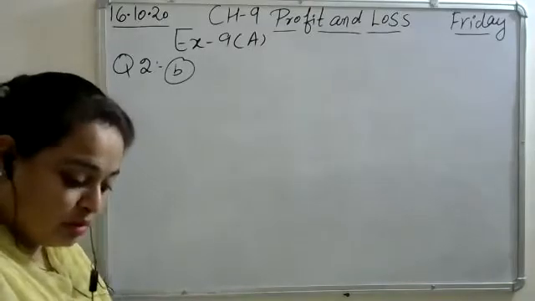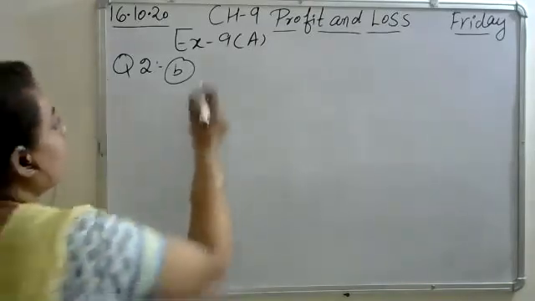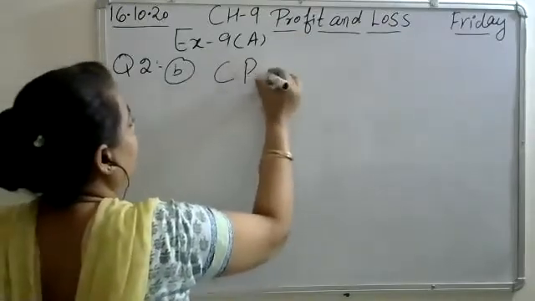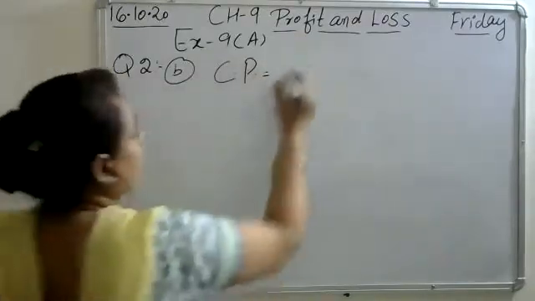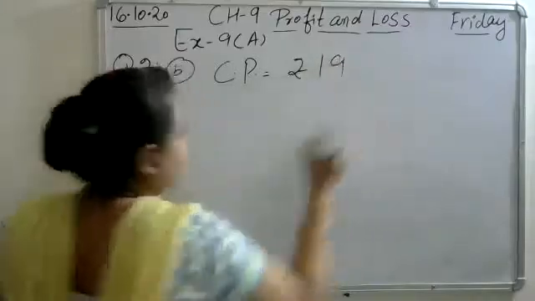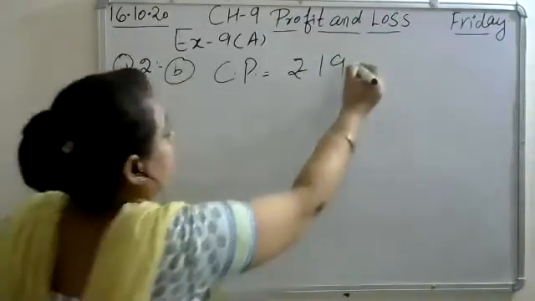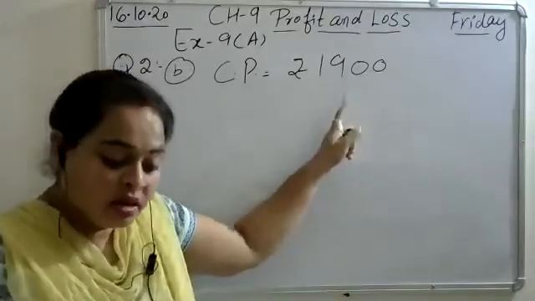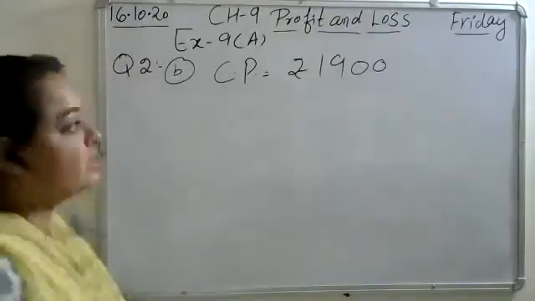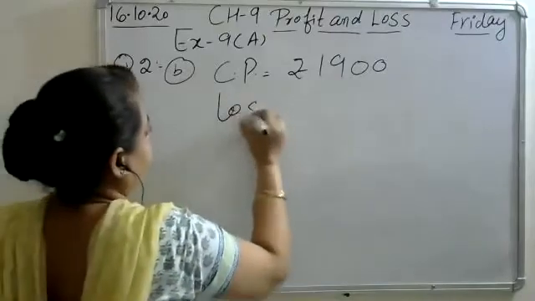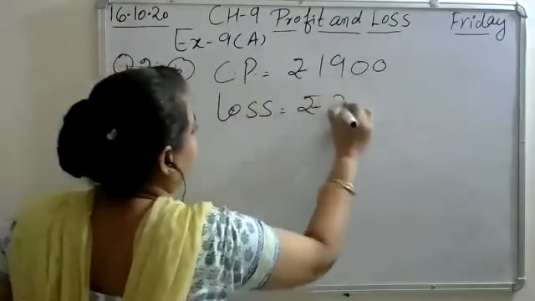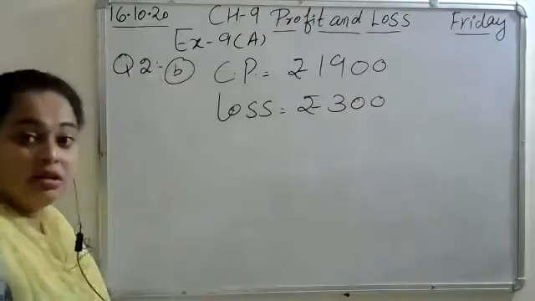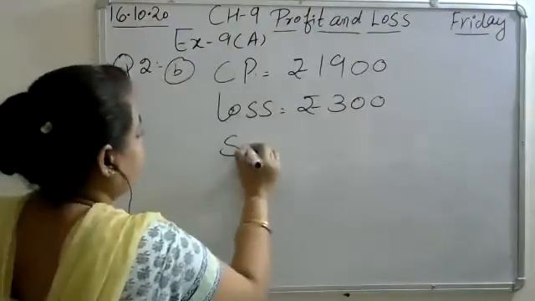Very good. So write down in the B part, cost price is given to you. What is? Rupees 1900. This is given. The cost price is rupees 1900 and the loss is given to you. Loss rupees 300. It means you have to find out selling price.